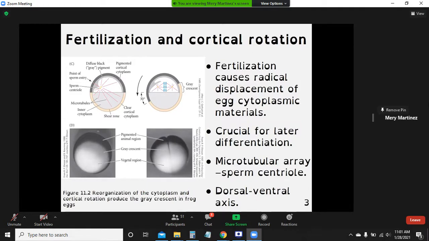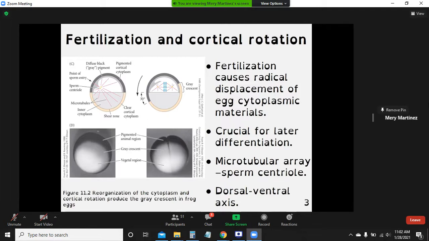So the entrance of the sperm during the process of fertilization causes a radical displacement of the egg cytoplasm. And that is a rearrangement of the cytoplasm of the egg. And so, as we said last week, this week, fertilization can initiate a lot of these rearrangements.